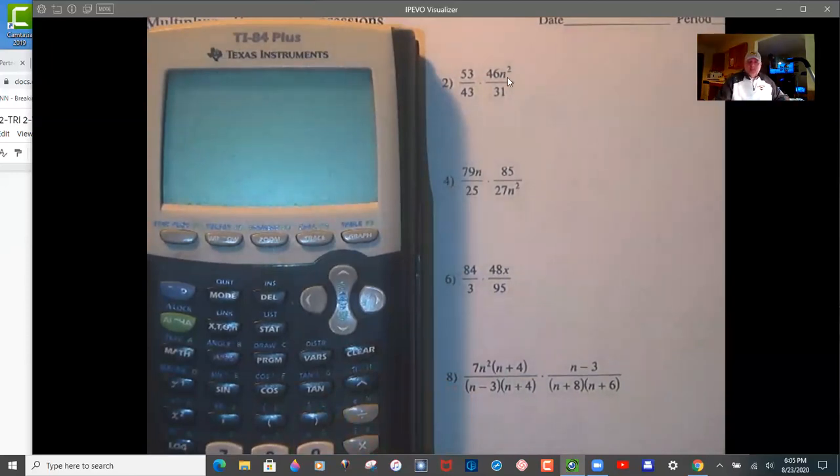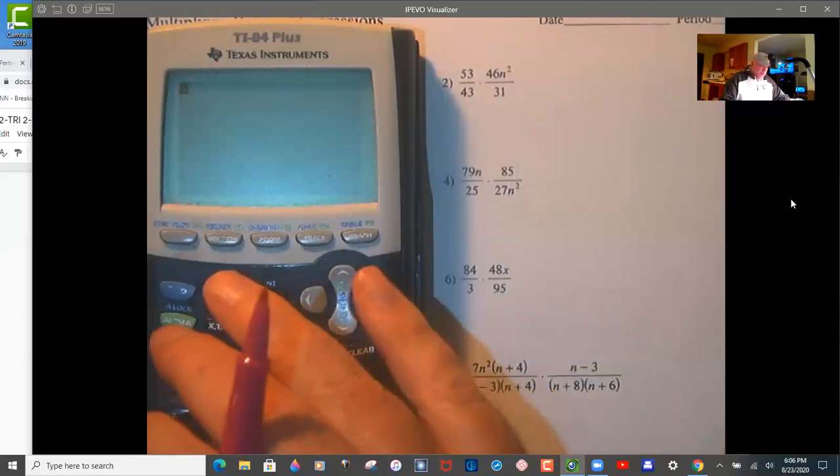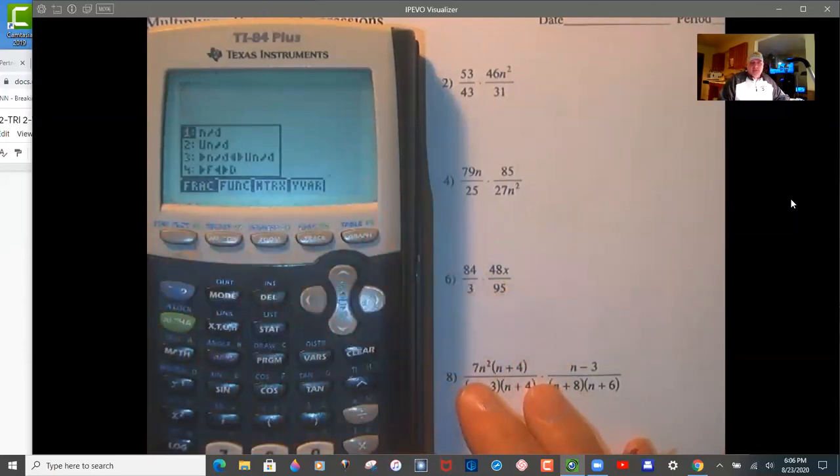So problem 2, and I'll go around and do many of these, you have 53 times 46 over 43 times 31. So hopefully you have a calculator with a fraction entry tool that will allow you to do this. If not, you're going to have to find one online. But we do need to reduce these numbers, and I'll show this one time, and then I think after this, I'm just going to say the reduction of 79 times 85 over 25 times 27 is so-and-so. Okay, so alpha y equals on this.